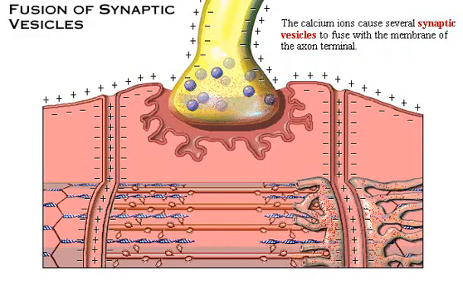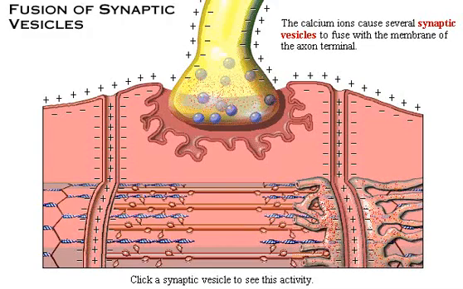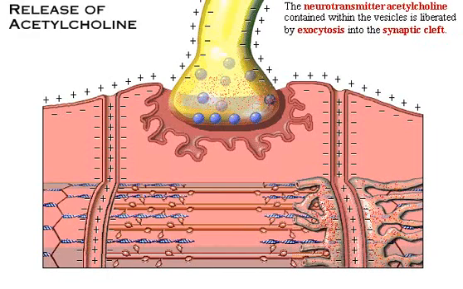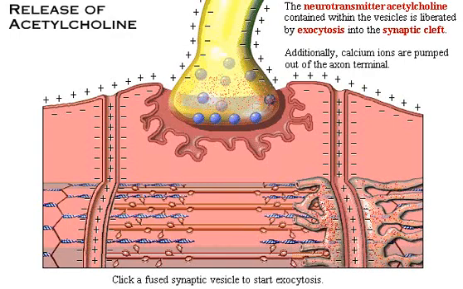The calcium ions cause several synaptic vesicles to fuse with the membrane of the axon terminal. Click a synaptic vesicle to see this activity. The neurotransmitter acetylcholine contained within the vesicles is liberated by exocytosis into the synaptic cleft. Additionally, calcium ions are pumped out of the axon terminal. Click a fused synaptic vesicle to start exocytosis.